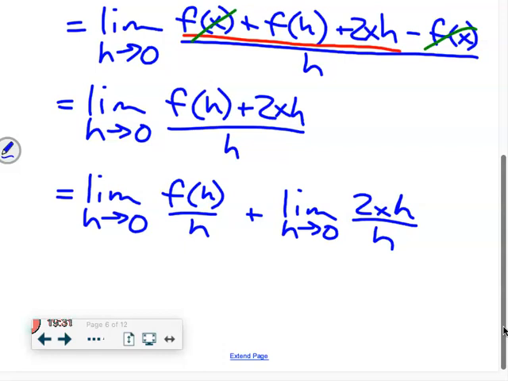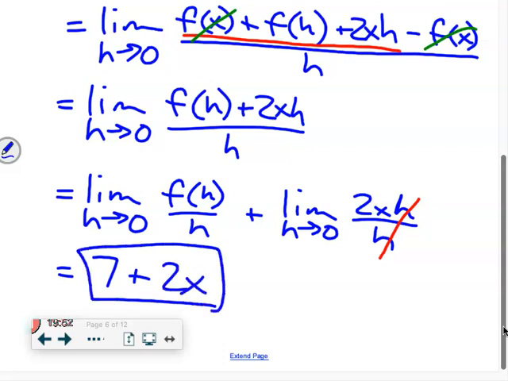What is this guy? I don't know if you wrote it down at the beginning of the problem. It's 7, right? This guy, what can we do? Cancel the h. And what's the limit as h approaches 0 of 2x? 2x. What's our derivative? 2x plus 7, or 7 plus 2x. Kind of fun, right?